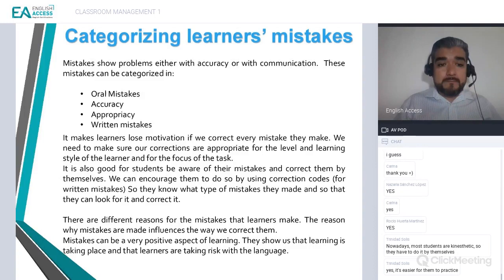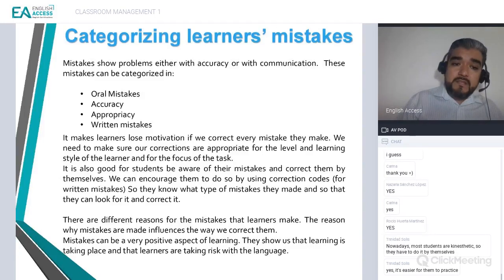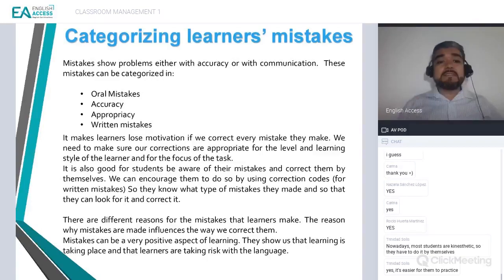Mistakes show problems, either with accuracy or communication. These mistakes can be categorized in oral, accuracy, appropriacy, or graded mistakes. It makes learners lose motivation if we correct every mistake they make. We need to make sure our corrections are appropriate for the level and learning style of the learner and for the focus of the task.